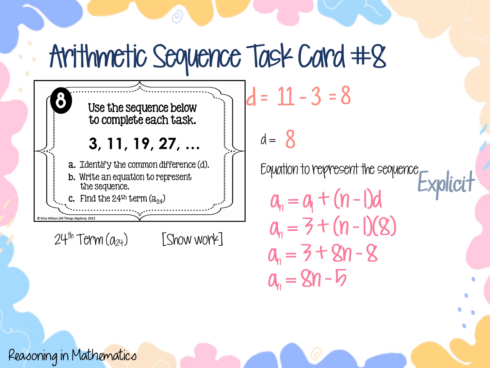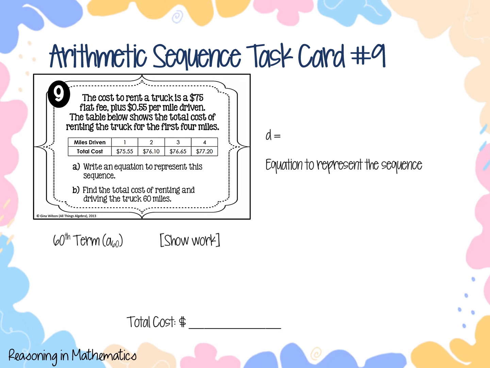Combine like terms. Here's our formula to find any value in this sequence, any term. We want the 24th term. Plug in 24, put it in your calculator, and the 24th term should be 187. Card number 9, contextual this time.